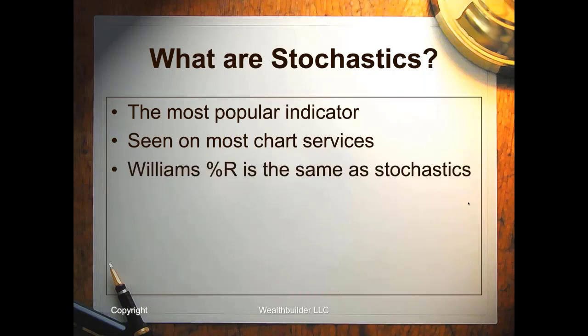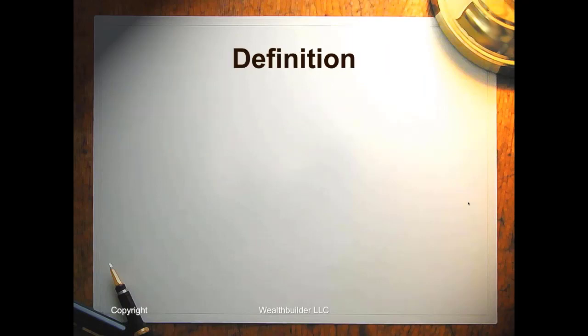Williams %R is another indicator, but it's exactly the same as stochastics, except upside down. The scale is reversed, but otherwise, Larry Williams %R is the same thing.